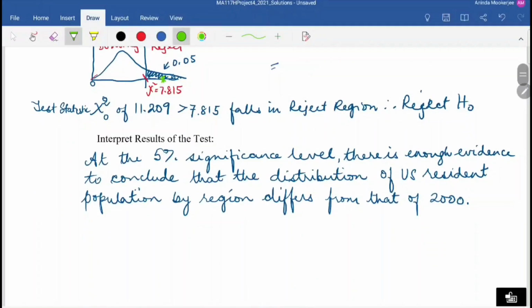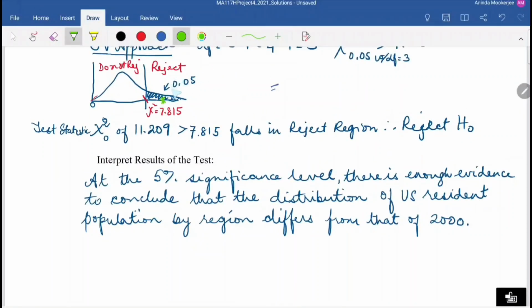All right, so we have our decision as reject null hypothesis because the test statistic falls in the reject region, right? What was it? 11.209. And finally, please interpret the test. Even if it doesn't prompt you to, you have to interpret the test.